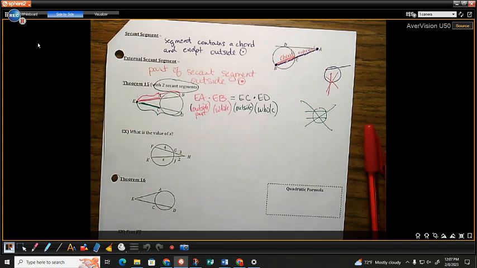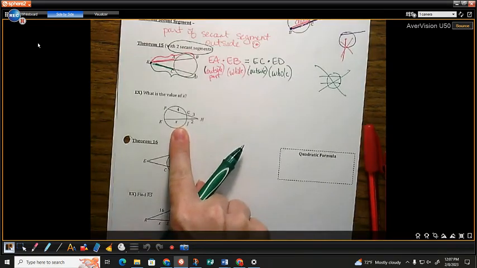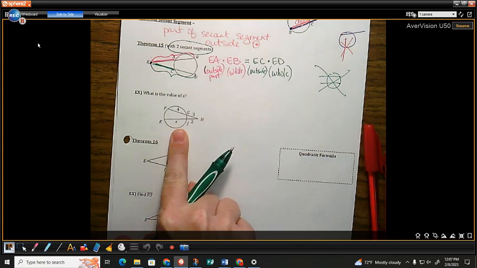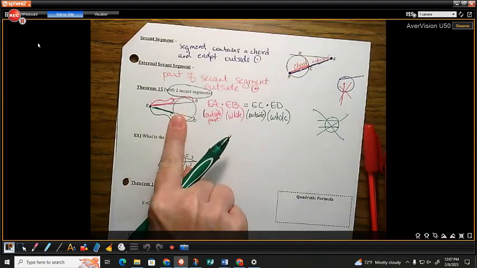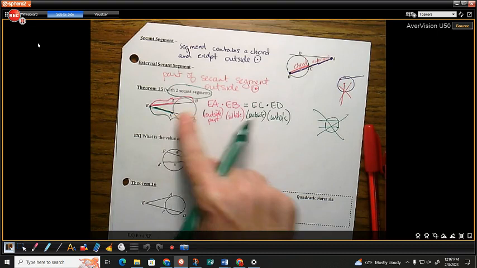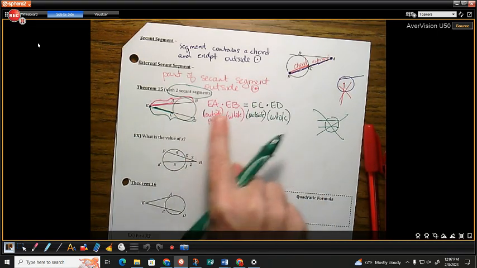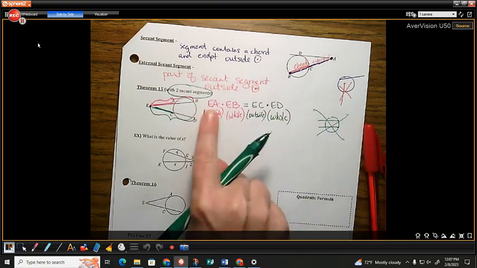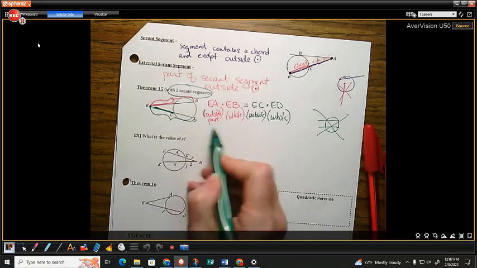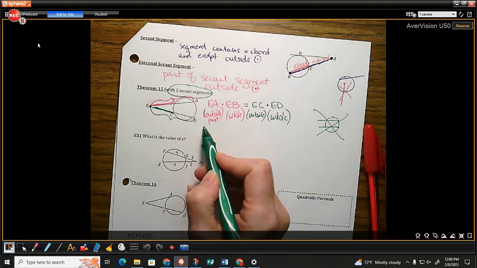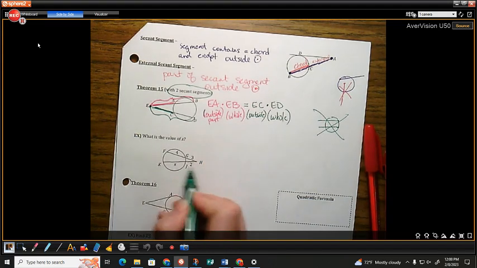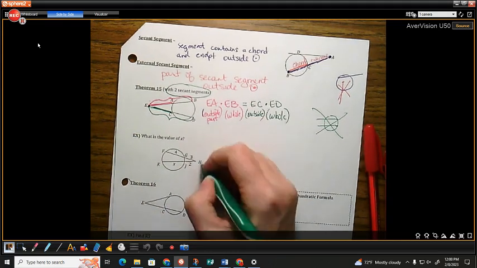So what this theorem is telling you, if you got to this problem on your test and you weren't sure what to do, and you found this picture, are the letters the same? No. So you would have to know what the letters mean, and that EA is talking about the outside part of a secant segment. Well, what's one of those in this picture? What's an outside part here?